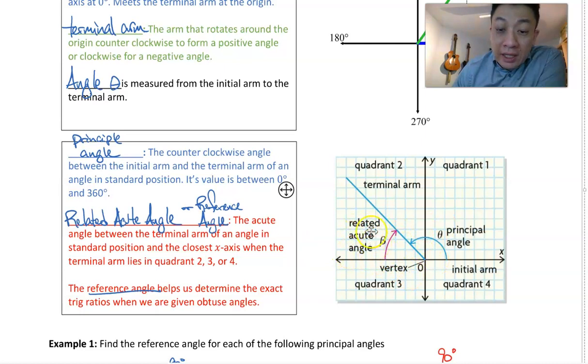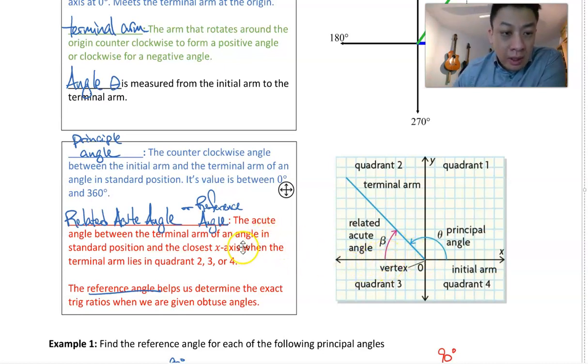But this related acute angle is the angle that we're interested in. This related acute angle is the angle that we will now form a new triangle with. And this new triangle will always be based off of the x-axis, okay? The closest x-axis from your terminal arm. So if I was to get to the closest x-axis, we could just make a bow tie kind of idea and just extend all the way down. Okay, so if you take this extended all the way down, we have a new triangle. And this is the related acute angle, RAA, or sometimes we call it the reference angle.